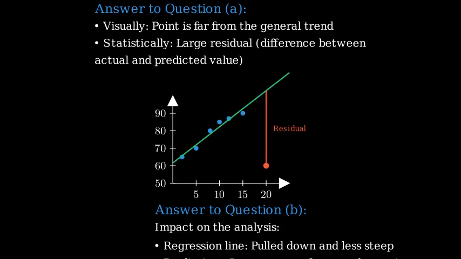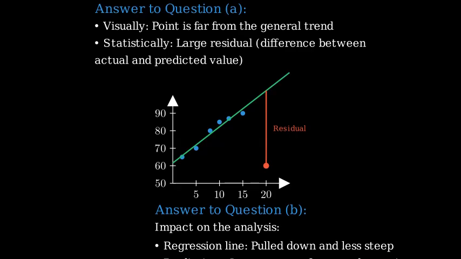For our final question, what should the researcher consider before removing this data point? This is where problem-solving skills really come into play. The researcher should consider, first, is the data point a valid observation or an error? Perhaps there was a recording mistake. Second, is there a reasonable explanation? Maybe the student was ill during the test despite studying hard.